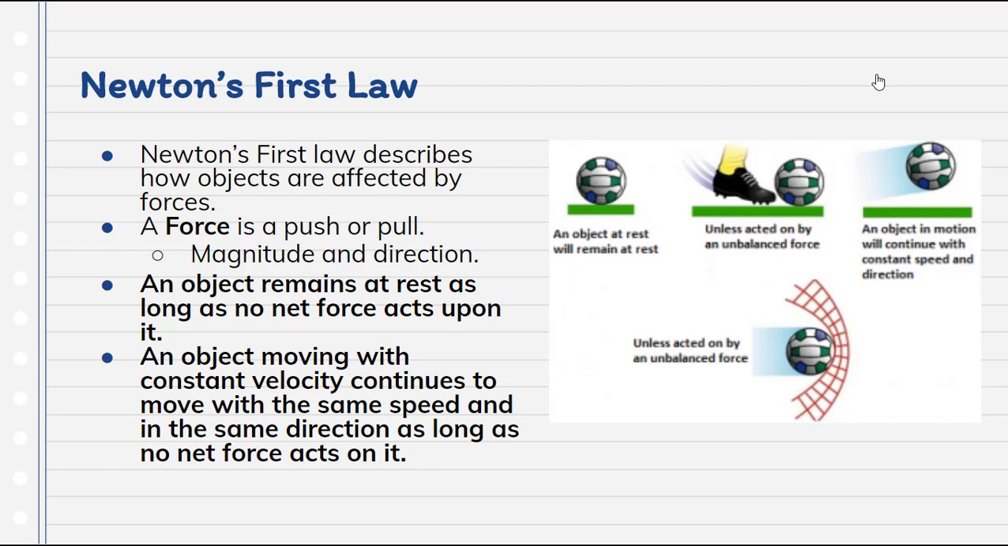So for example, kicking a soccer ball. The object in motion will continue with the same speed and direction unless another force, such as the back of a soccer net, acts upon it. The back of the soccer net acts as a force going in the opposite direction in which the ball is traveling and therefore stops the ball.